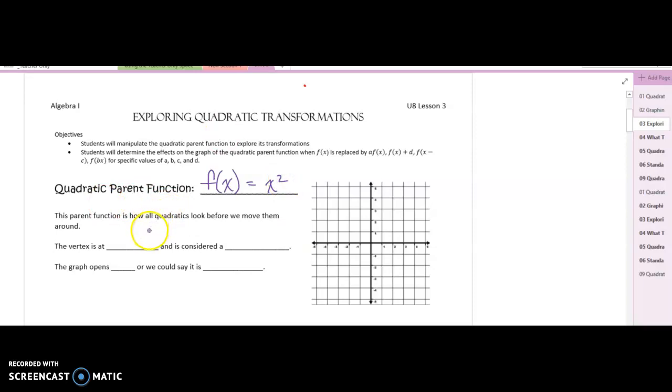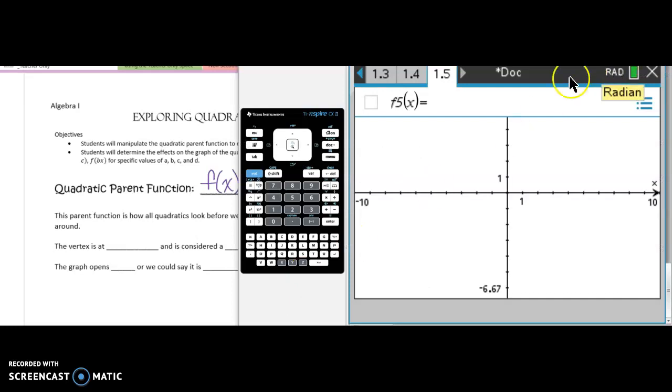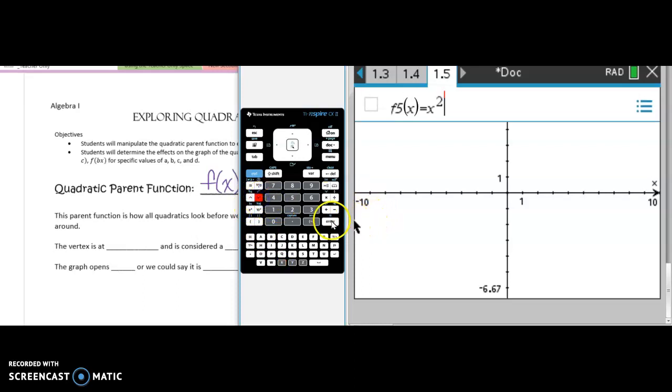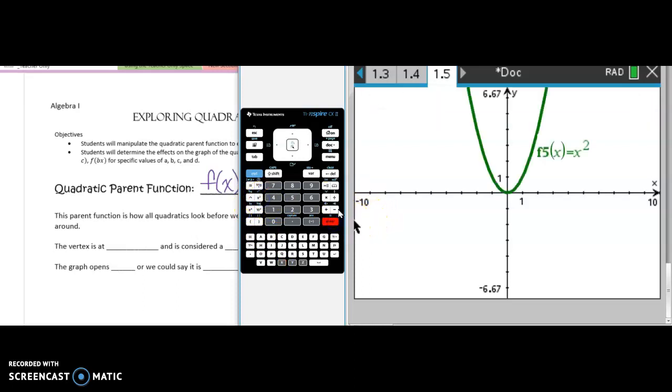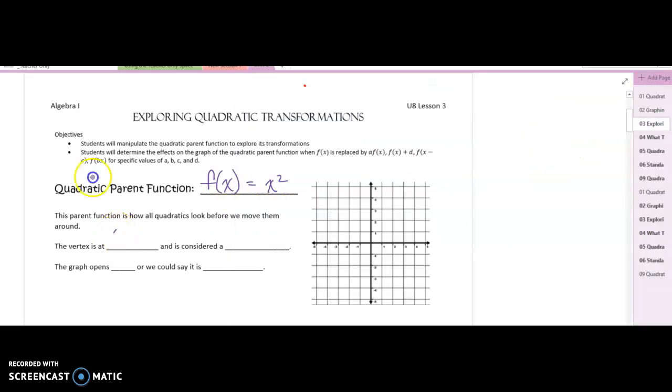If you were to graph the quadratic parent function, it would look something like this. Let me get this pulled up right here. The quadratic parent function is just x squared, and it is the basic parabola right there. Notice that the vertex is at the origin, at 0, 0, and that vertex is considered a minimum.